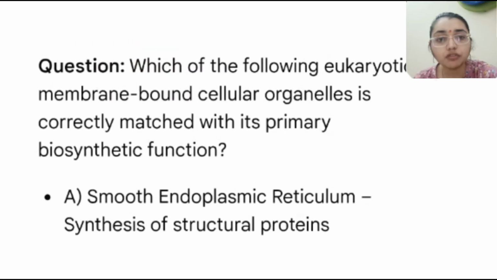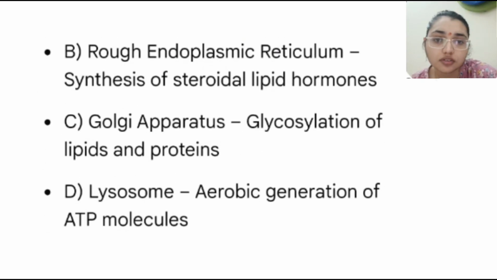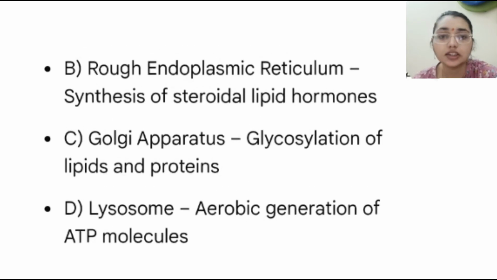Now, which one of the following eukaryotic membrane-bound cellular organelles is correctly matched with its primary biosynthetic function? That is the Golgi apparatus, paired with the glycosylation of lipids and proteins. The Golgi apparatus processes and modifies newly synthesized components from the ER, and it serves as a primary site for generating glycoproteins and glycolipids through glycosylation before packaging them into secretory vesicles.